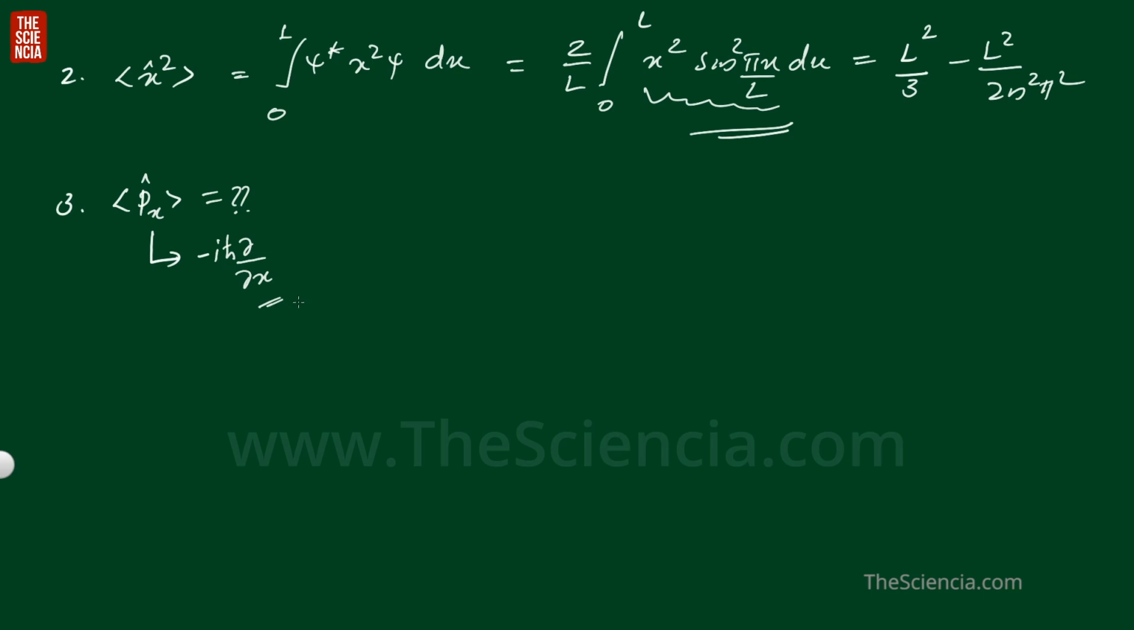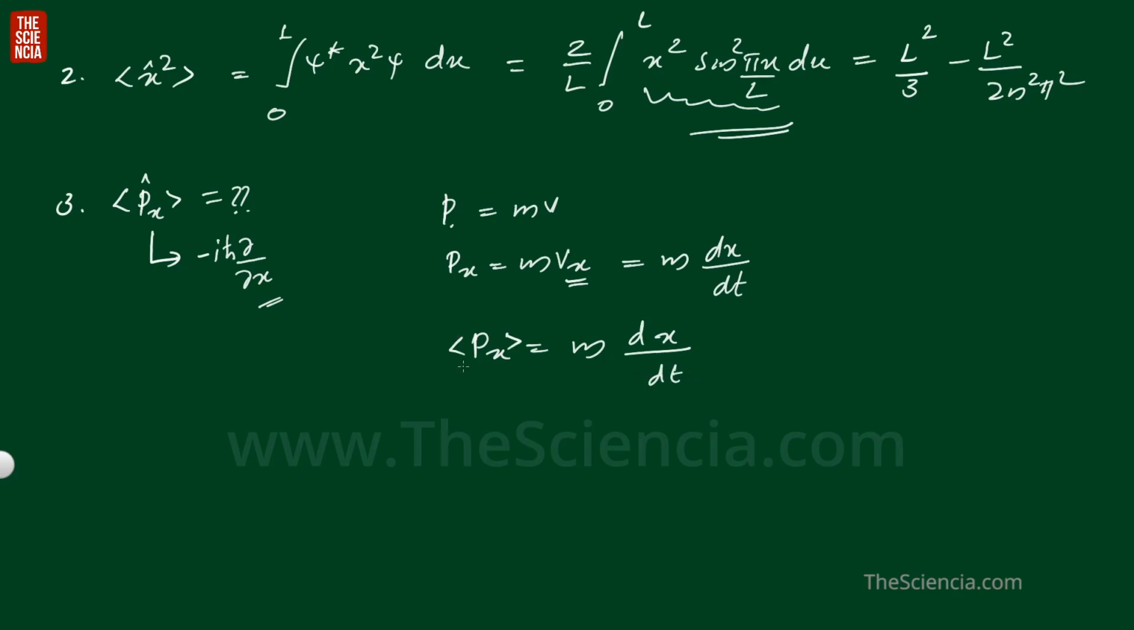So is there any way to solve it a little easier way? Yes, there is a way. What is that way? We know the idea of momentum, that is p is mv, and here specifically it is px, that is it is equal to m vx. What is this v? Velocity, that is m into dx by dt, that is px is equal to m into dx by dt. What they asked to find out? The expectation value of momentum. So we have to take expectation value of this entire term.